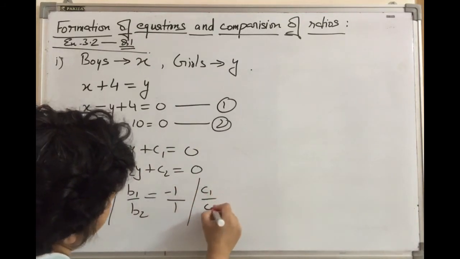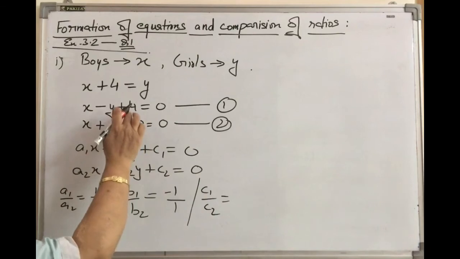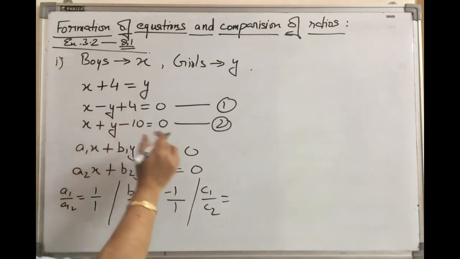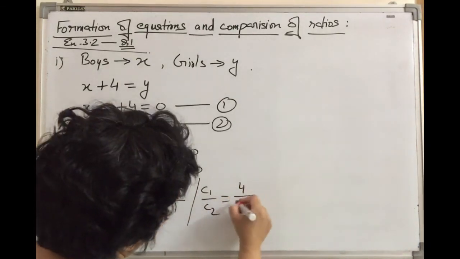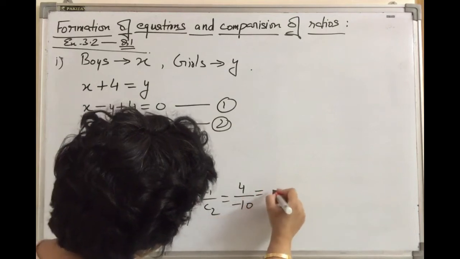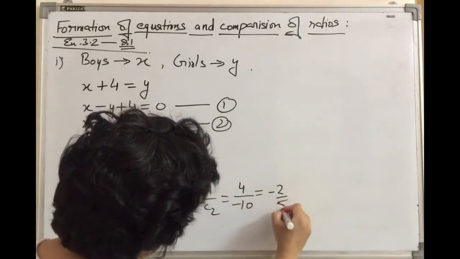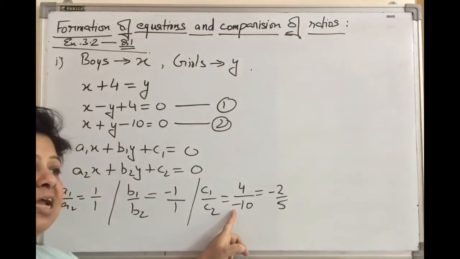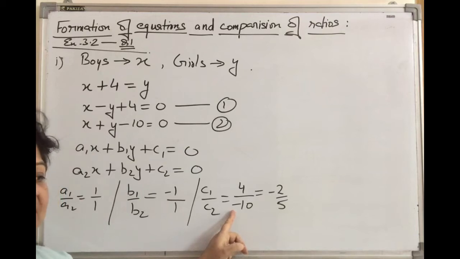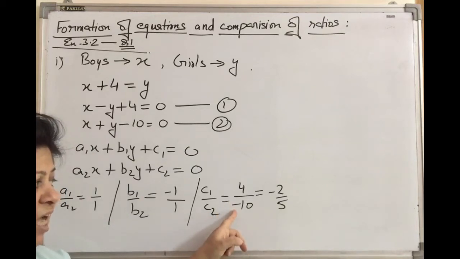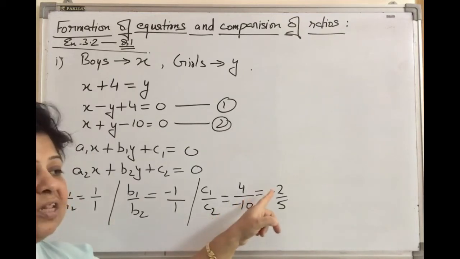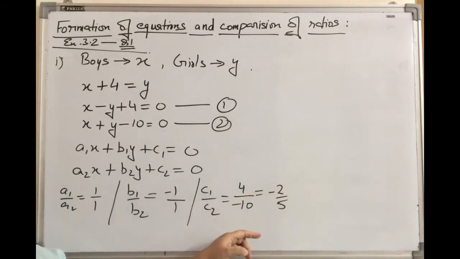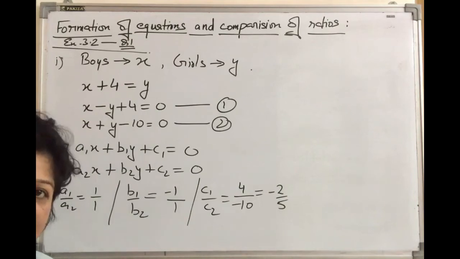Third case, c1 upon c2. c1 is plus 4, c2 is minus 10. So 4 upon minus 10, or it can very well be written as minus 2 by 5 in lowest form. Fine. Please remember, whenever there is a negative sign with a number, whether the negative sign is with the denominator, with the numerator, or exactly in the middle, it represents the same negative rational number.